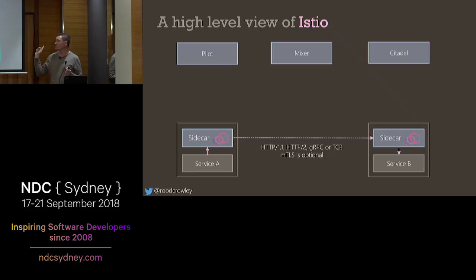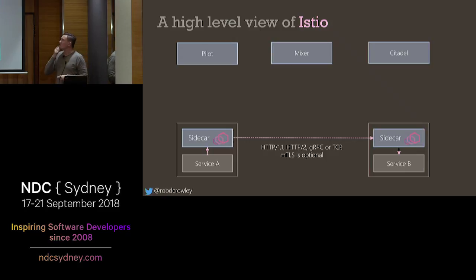For inter-service communication, we have HTTP 1.1, we have HTTP 2, you could have gRPC, or really any derivative, or if you have Thrift over TCP as well. So it gives you a huge amount of flexibility. And also you can have mutual TLS between them if you want.